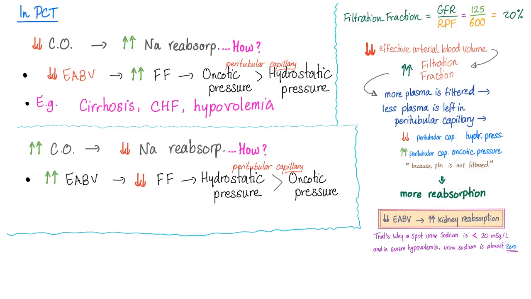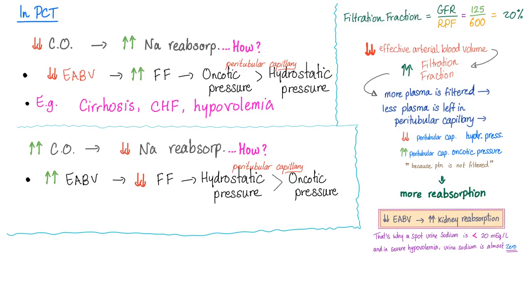Let me say this profound statement that will shatter your world. Increased cardiac output will decrease sodium reabsorption. How? Because increased effective arterial blood volume will decrease the filtration fraction. Now the peritubular capillary hydrostatic pressure exceeded the oncotic pressure. You're pushing the fluid out, called secretion.